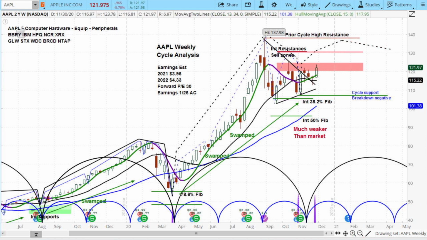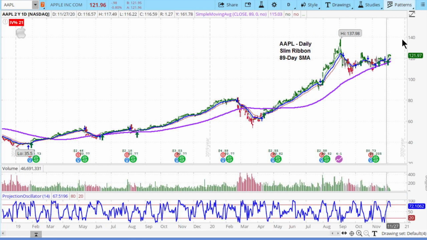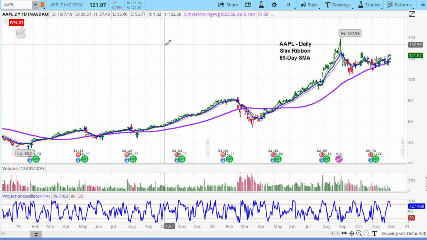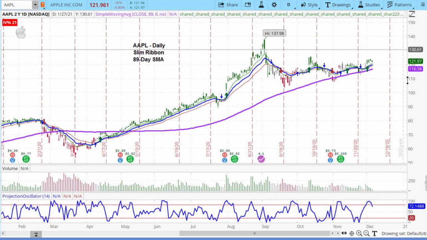Let's look at the daily chart right now and do the same thing, because I want to explain why I think that there's a dip in December and how that is going to align with the stock market. So here you see the Apple daily chart.